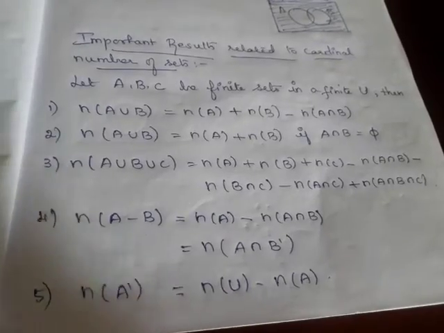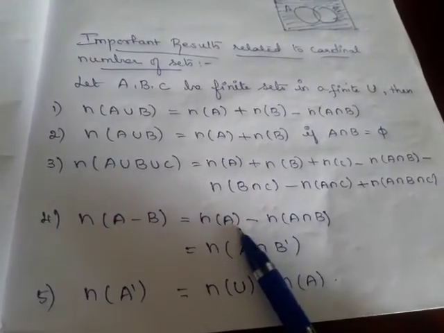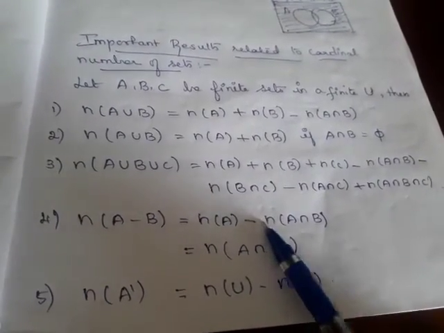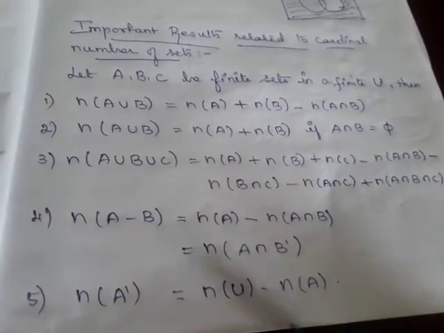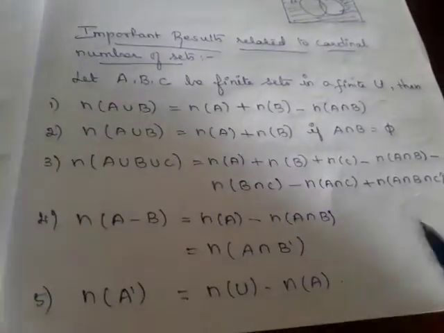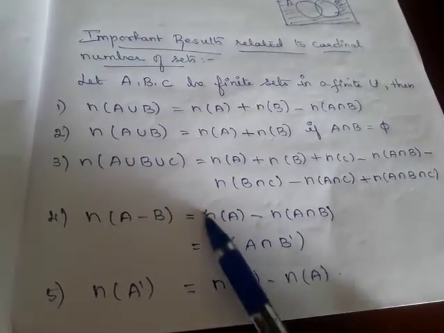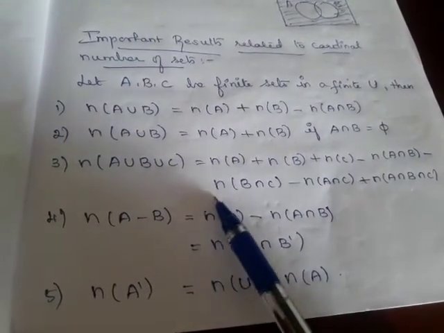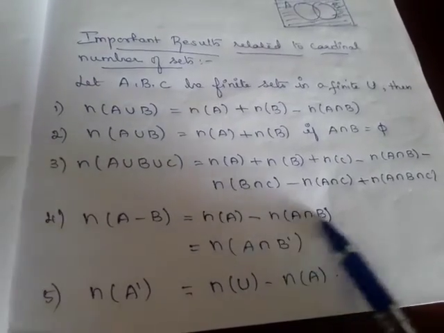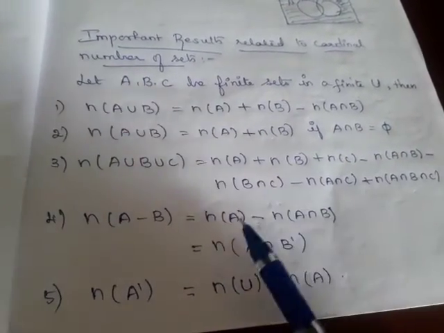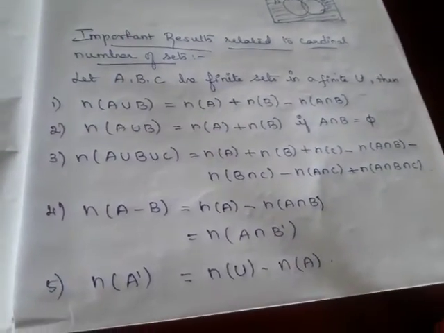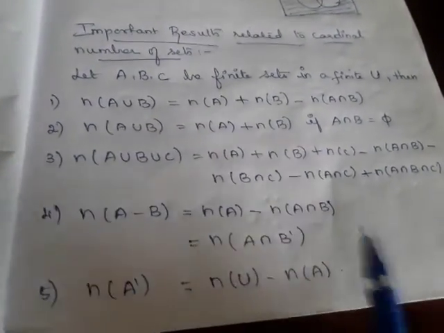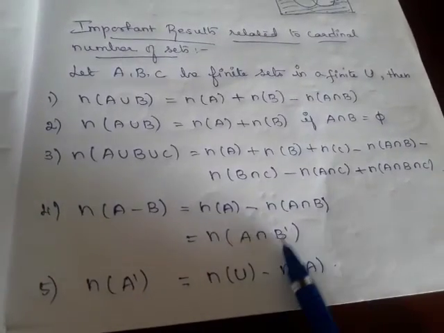So first it is nothing but the number of elements in A, minus the number of elements in A intersection B, which are the common elements in B, right? We will leave those elements. So first we will concentrate on the number of elements in A. We will list out the elements of A, leaving the intersection elements. So that's why it is n of A minus n of A intersection B, which can be restated as n of A intersection B dash.